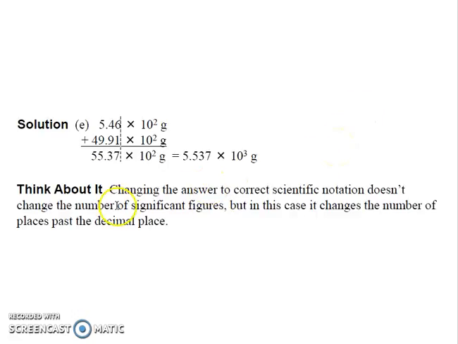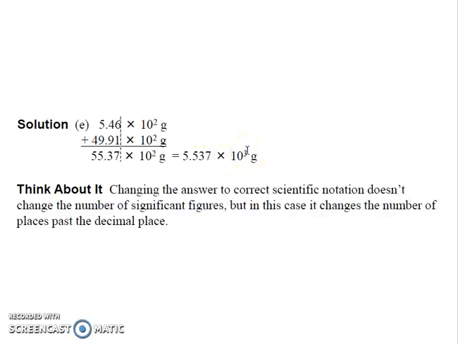So, when you have this in your calculator, you should get back out 55.37 times 10 to the 2. We have 1, 2, 3, and 1, 2, 3, 4. We're adding these together, so we want to end up with 2 numbers after the decimal place. So this answer has 5.537 times 10 to the 3.